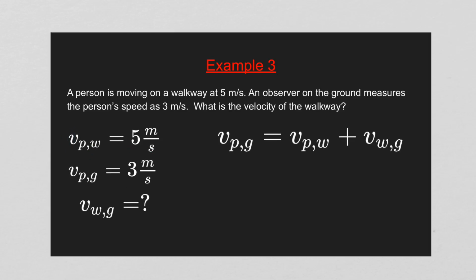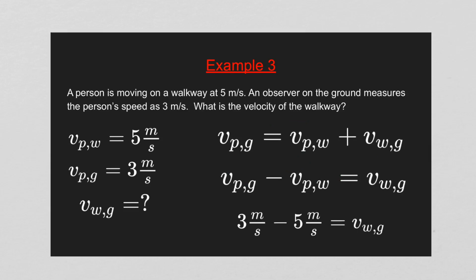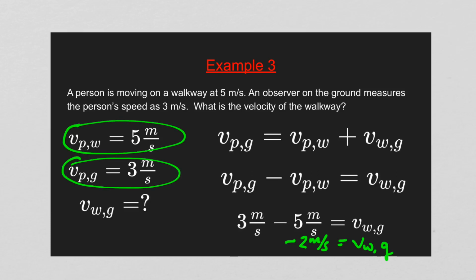So again, we try to put our terms together. The inner terms match, so it looks good. And again, the person on the ground measures the person on the walkway plus the velocity of the walkway relative to the ground, which makes sense. We do some rearranging, and we find out that the velocity of the walkway is negative 2 meters per second, which makes sense because if a person on the ground sees them as moving slower, it's because the walkway is going backwards.